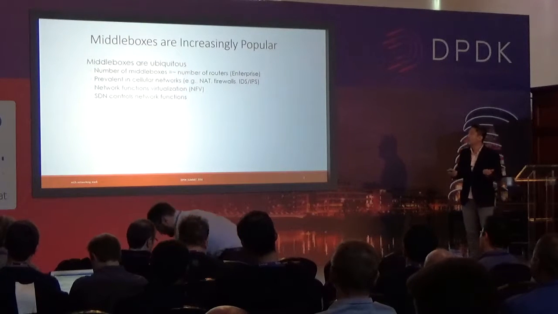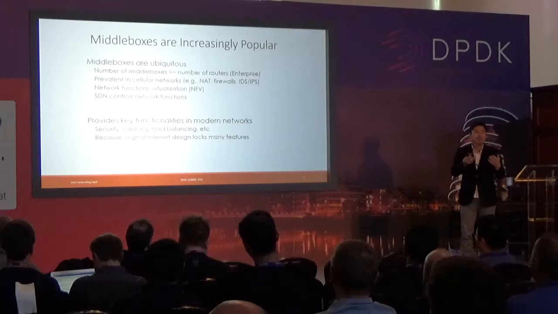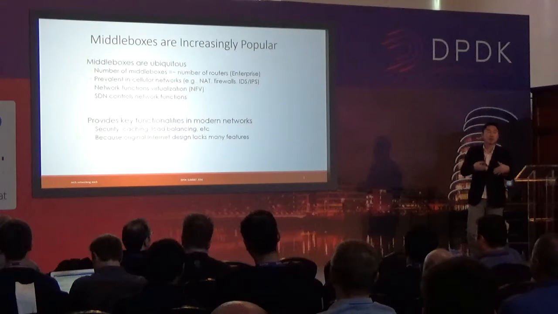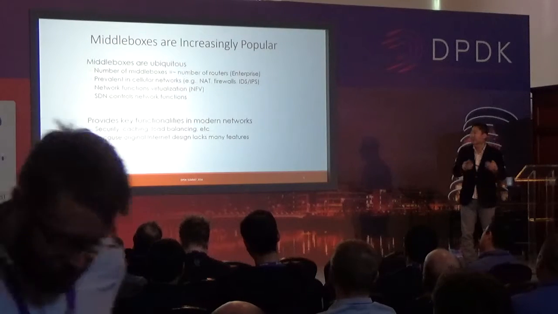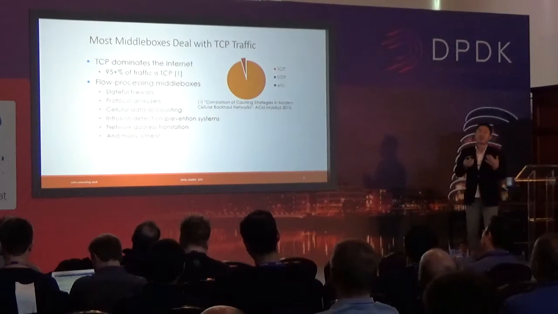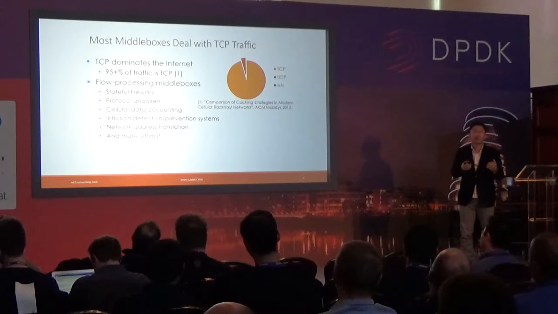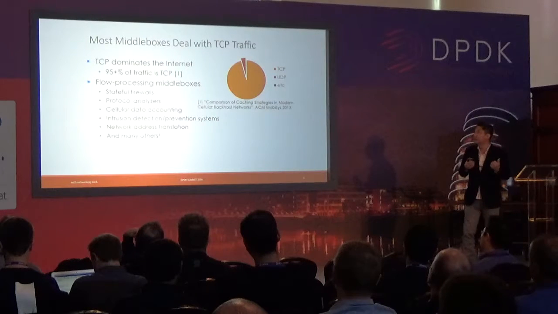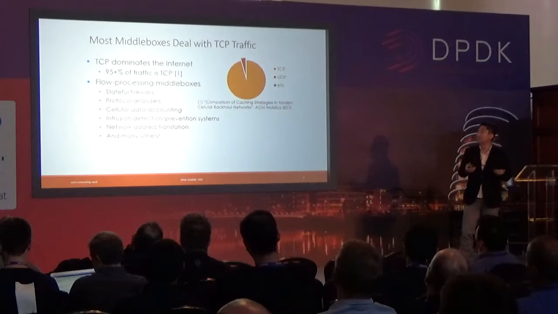Why are they popular? Because they provide key functionalities that have been kind of ignored in the design of the original internet. So what? Security, load balancing, caching, etc. But if you look at the recent trend, middleboxes actually deal with TCP traffic, because TCP dominates the internet. Over 95% of the traffic is actually TCP.